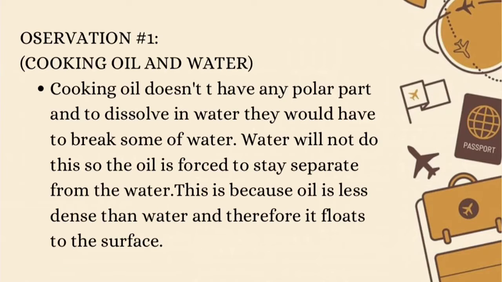Observation of cooking oil and water. Cooking oil doesn't have any polar part, and to dissolve in water, it would have to break some of the water's bonds. Water will not do this, so the oil is forced to stay separate from the water. This is because oil is less dense than water and therefore it floats to the surface.